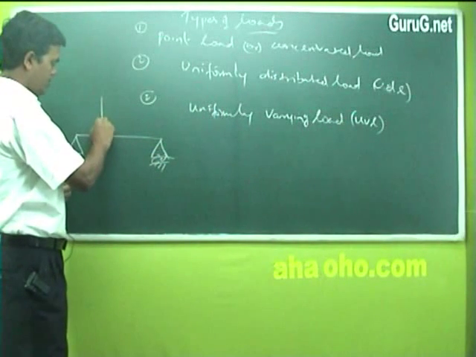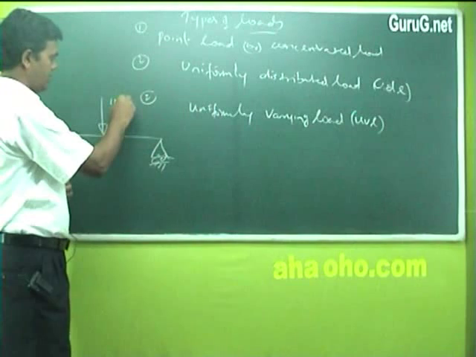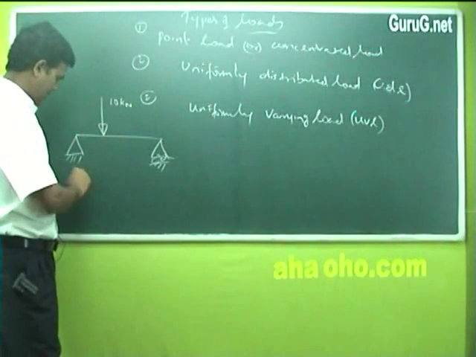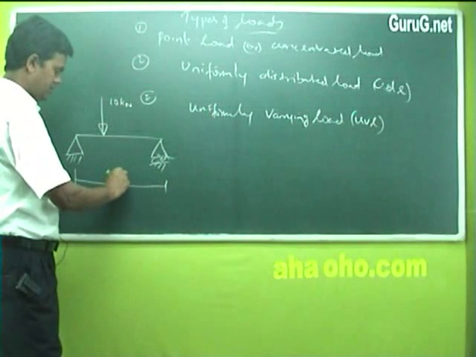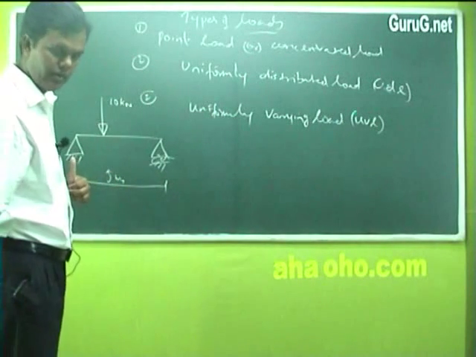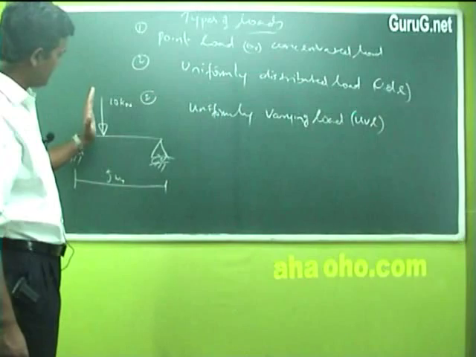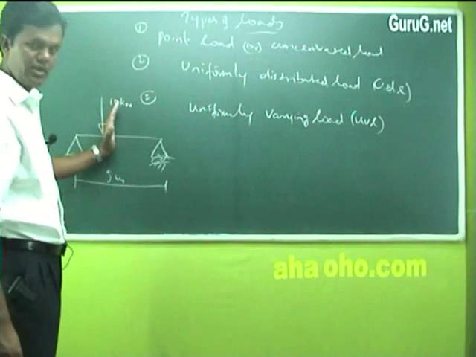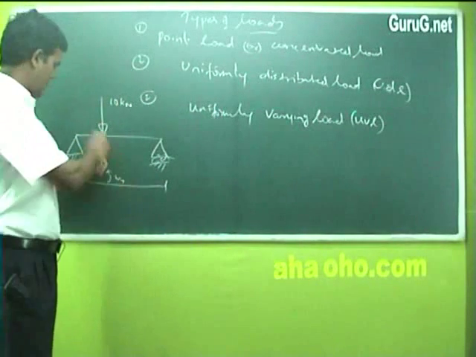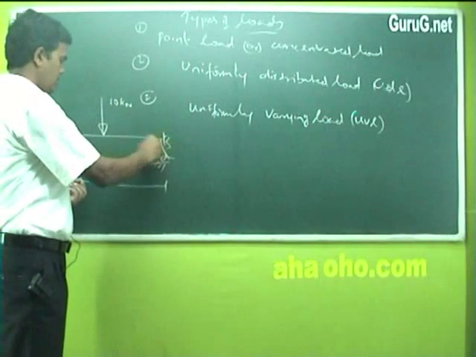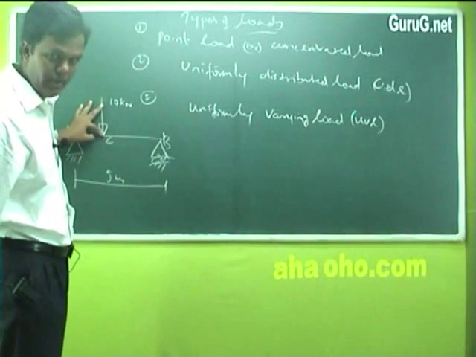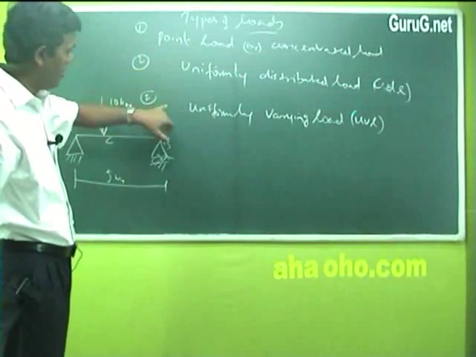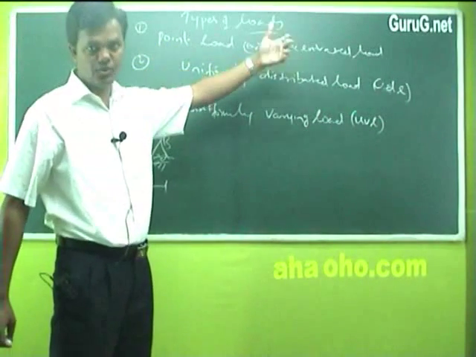If I have a point load, say suppose 10 kilonewton, and my total length of the beam is 5 meters, this is a point load. We just have to know that it is acting at point A. Suppose this is point A, this point B and point C. This is acting at a single point only, that's why it's called point load, or also concentrated load.